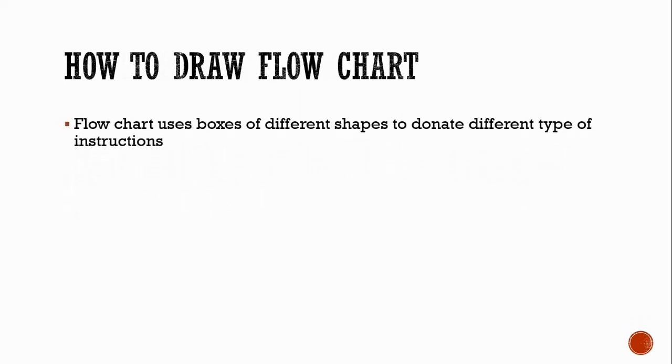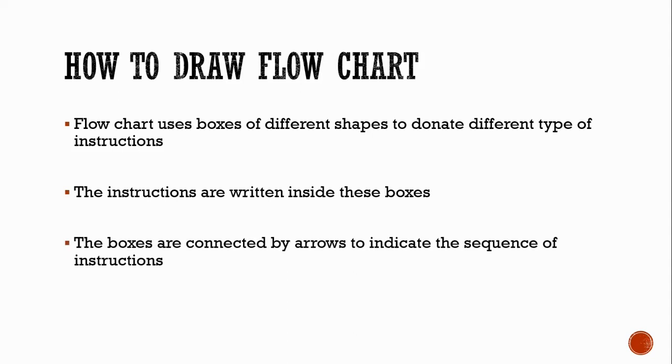Now, how to draw a flowchart? A flowchart uses boxes of different shapes to denote different types of instructions. That means different kinds of instructions will use different shapes, and which shapes these will be, we will learn. The instructions are written inside these boxes, and here we will not use numbering to show the next step, but we will use arrows. The boxes are connected by arrows to indicate the sequence of the instructions.